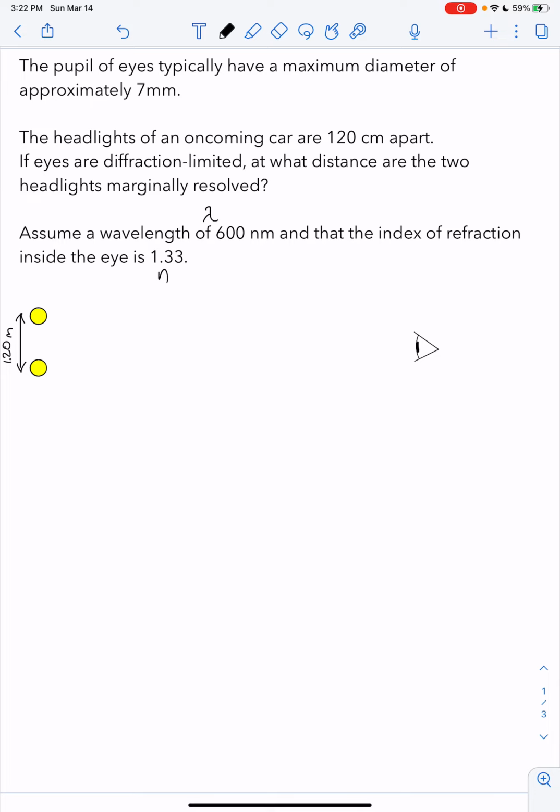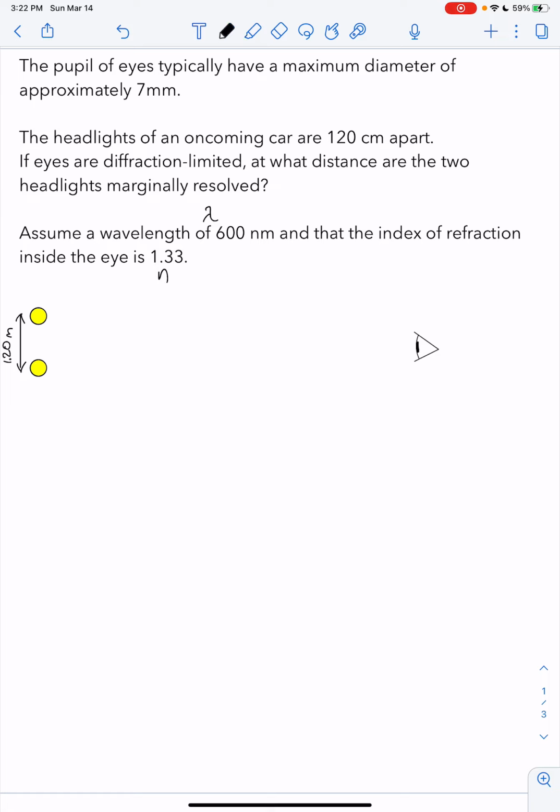So what do we want to use to calculate this? I've drawn this out. We've got these two sources of light here and here, and they're at some small distance apart. We have some observer here. Obviously, this is not to scale.